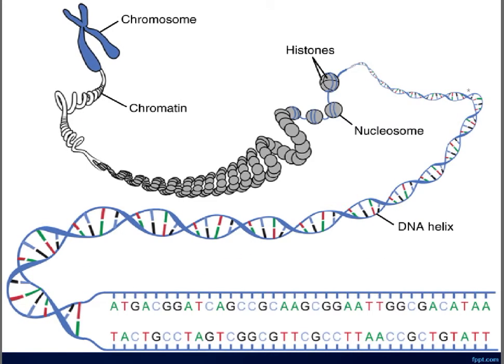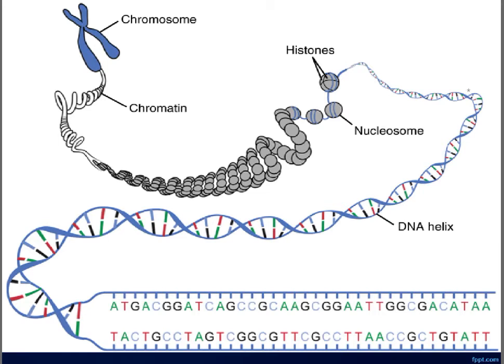So chromatin exists in two forms. First one is called as heterochromatin, or it is also known as condensed chromatin, and second one is euchromatin, or it is known as extended chromatin. So whenever we want to study the structure of chromatin, it always exists in two forms: heterochromatin and euchromatin, or condensed chromatin and extended chromatin.